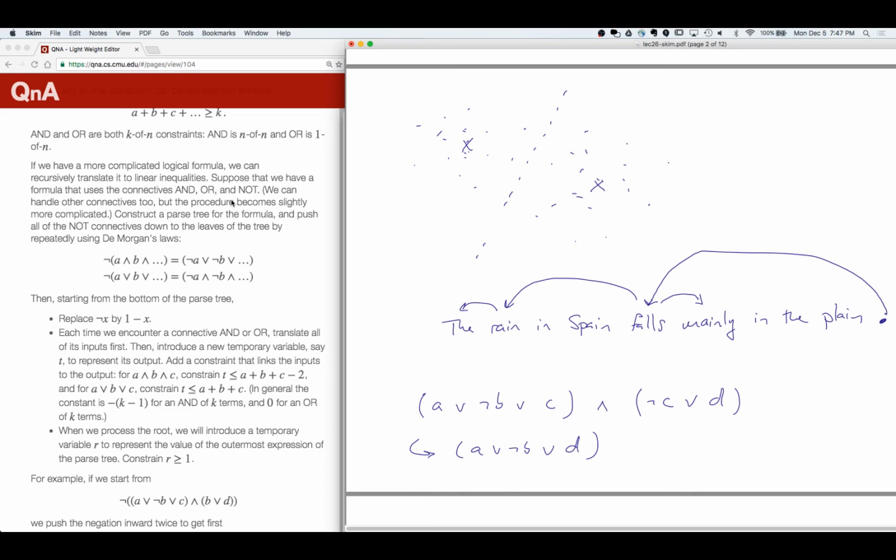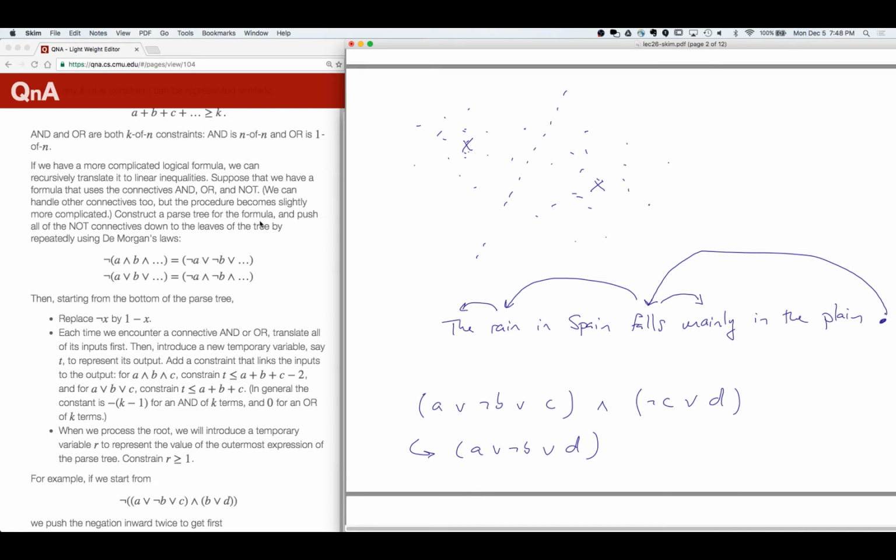So it's good to work through an example of this yourself because it's not a difficult procedure, but it's hard to get an intuition for what it's doing without doing it yourself. So let's suppose we have a formula, some big gigantic formula like this one down here.